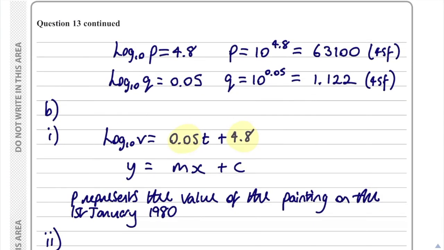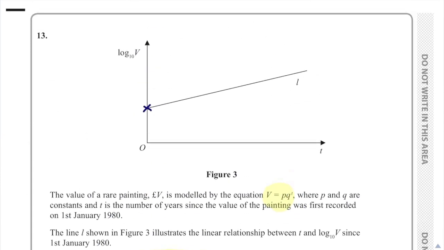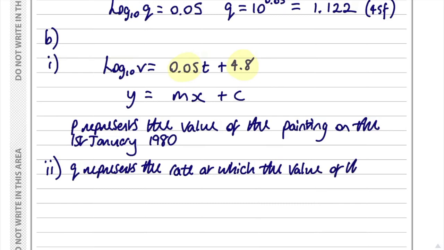Now part 2, we need to reference what q represents. Now the constant q in this case is the gradient. Now the gradient represents the rate at which a function increases or decreases. So now we can see that this line is increasing. So what that means is the constant q represents the rate at which the value of the painting increases each year. So we can say q represents the rate at which the value of the painting increases each year.